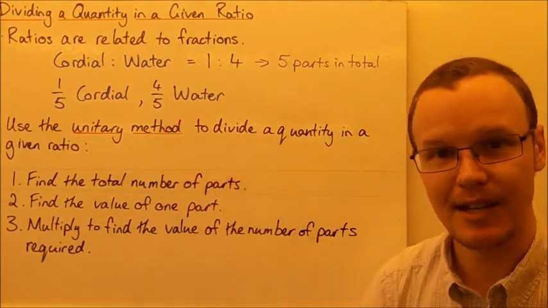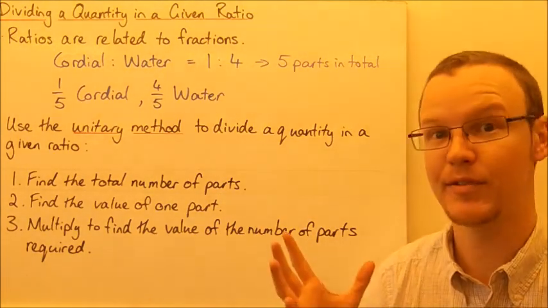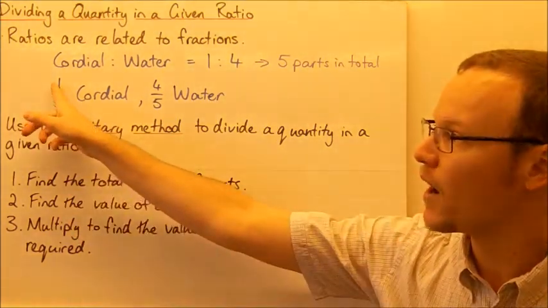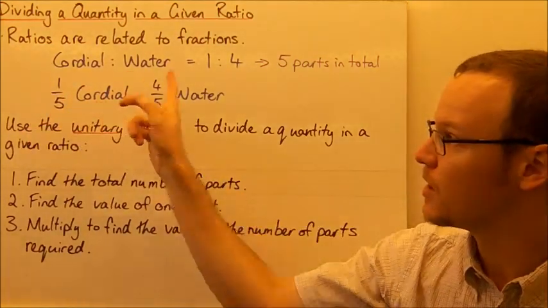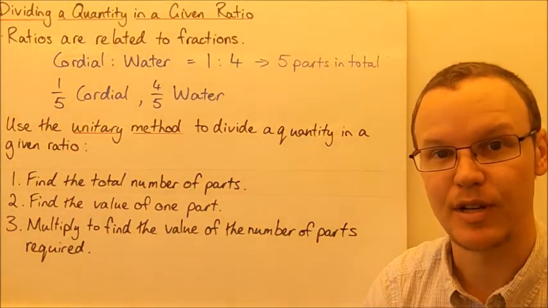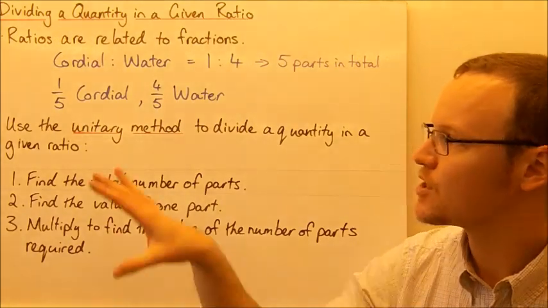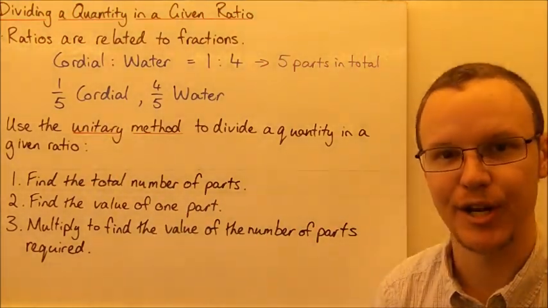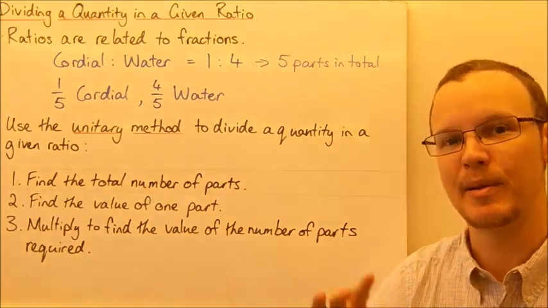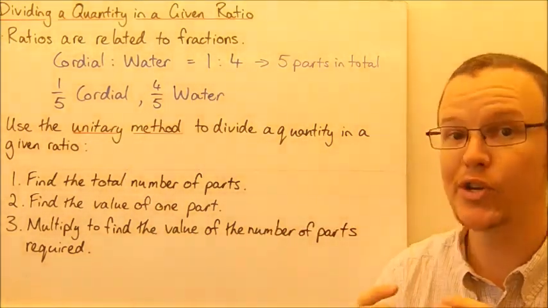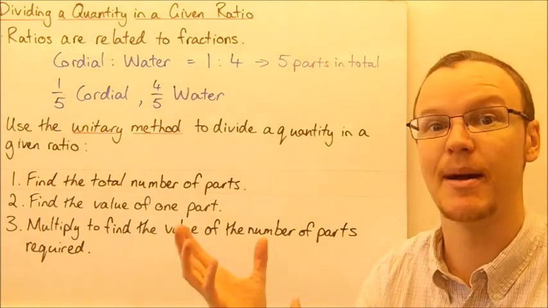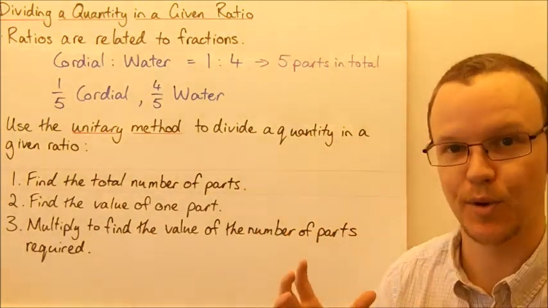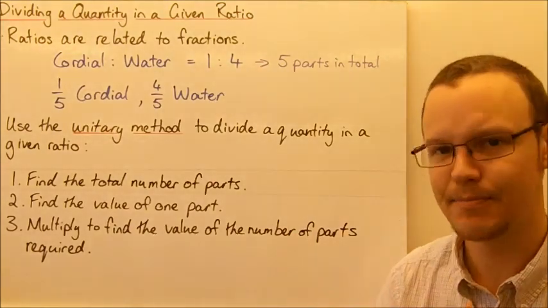So this lets us know that if we've got 500 millilitres of drink, 100 of those millilitres will be cordial, and 400 millilitres of that drink will be water. So we can use the unitary method to divide a quantity in a given ratio. The unitary method is where we break it down to a small part, a unit, and then build it back up to the number of parts that we need. And this is a great method to use for ratios.